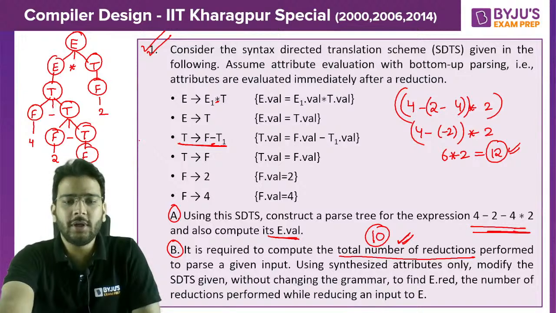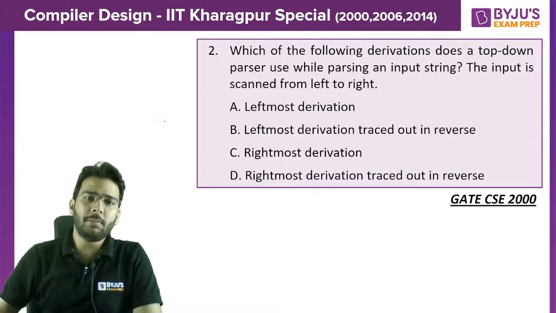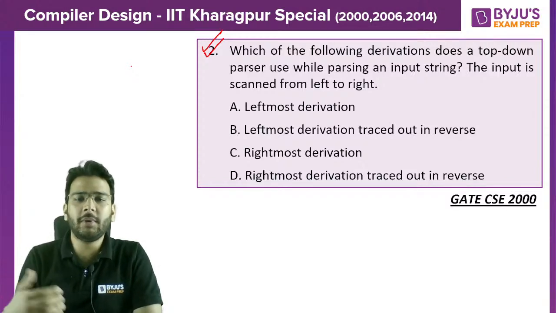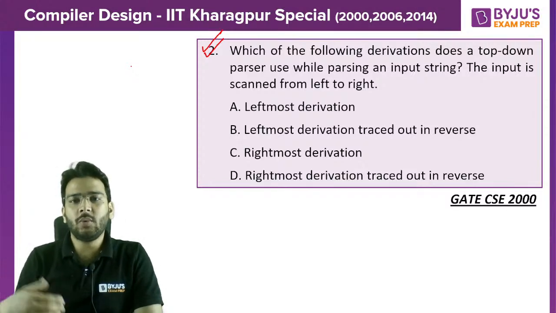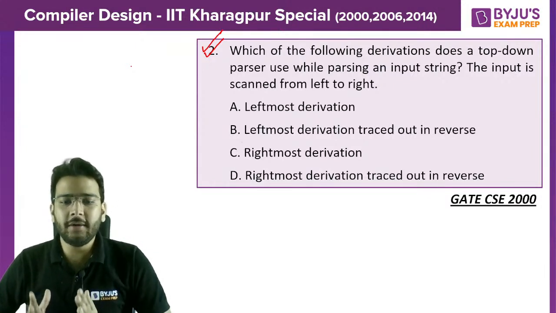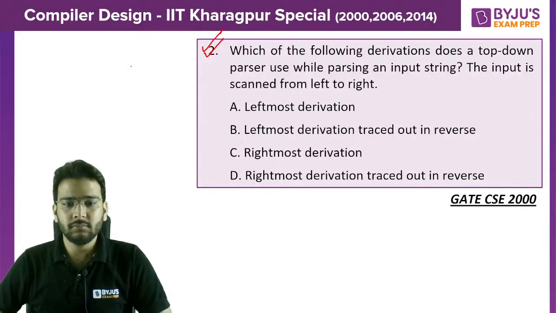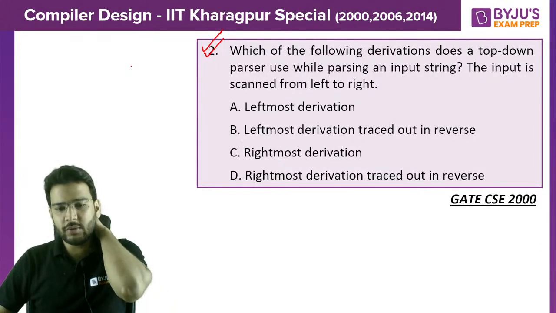Let's proceed to the next question now. Question number 2. Yes guys, quickly answer this question. I hope all of you will be able to answer this question. This is a really simple question. What kind of derivation do we use in top-down parsers? Yes guys. What kind of derivation do we use?